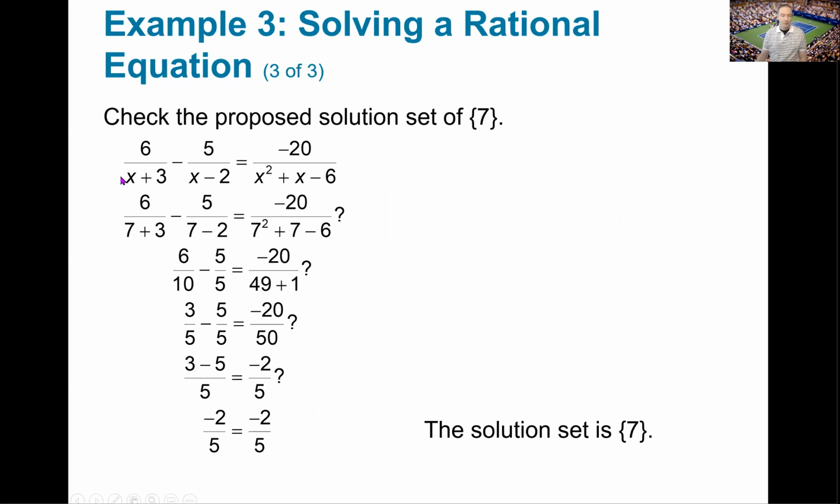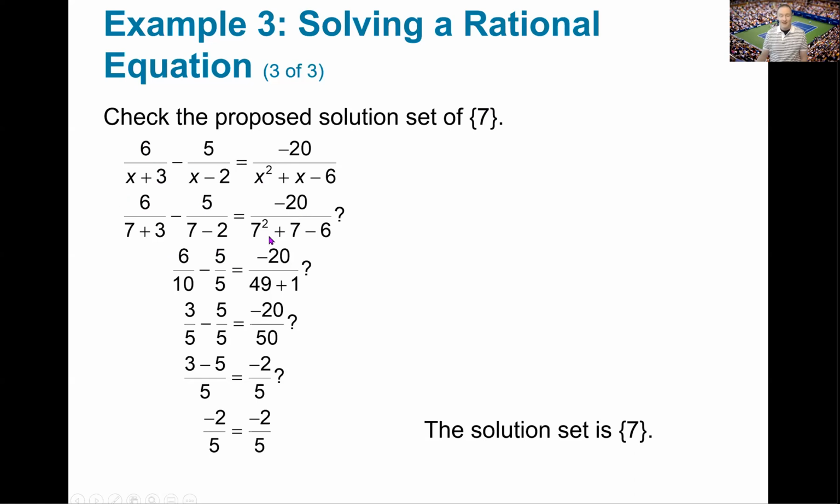Okay, prove it. I plug a 7 in for x. In that first fraction, that's going to give me 6 over 7 plus 3. The second fraction, I'll have 5 over 7 minus 2. And then over here, I'll have -20 over 7 squared plus 7 minus 6. On the left-hand side, I'll have 6 over 10 minus 5 over 5. That's going to be easy to work with.